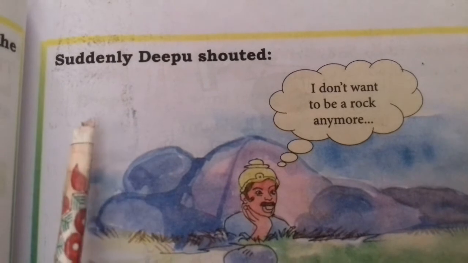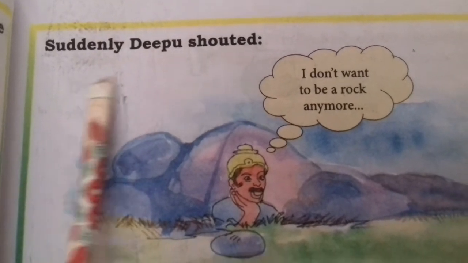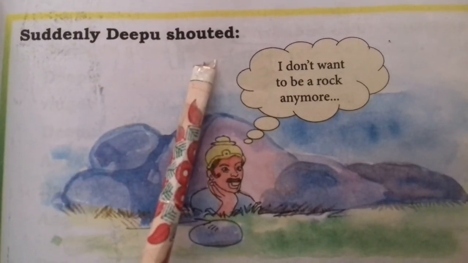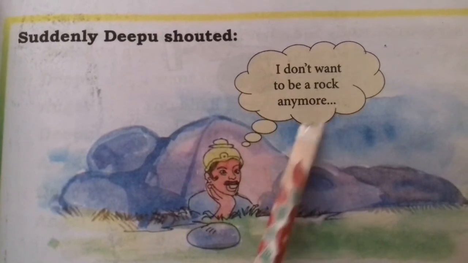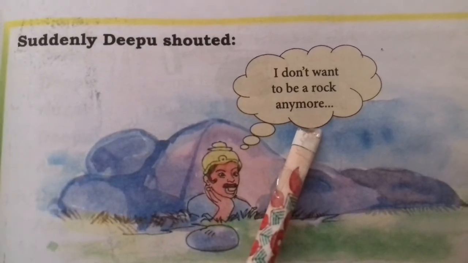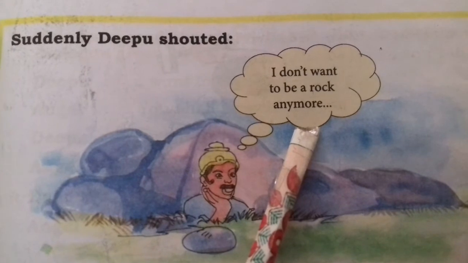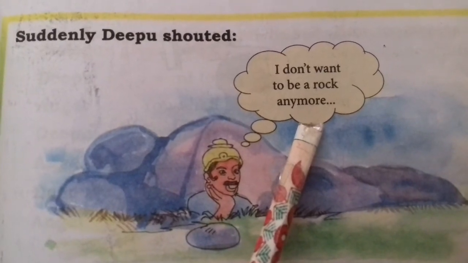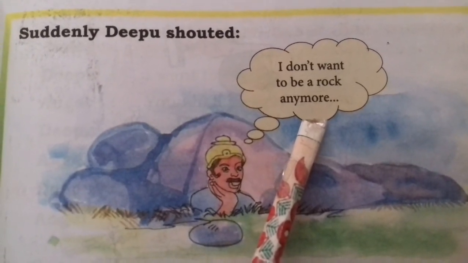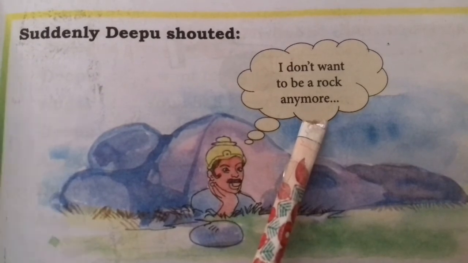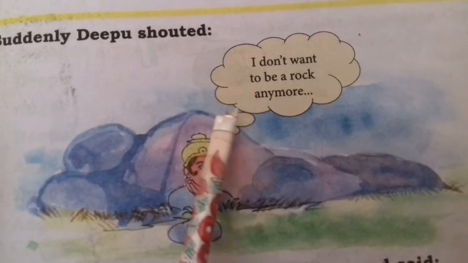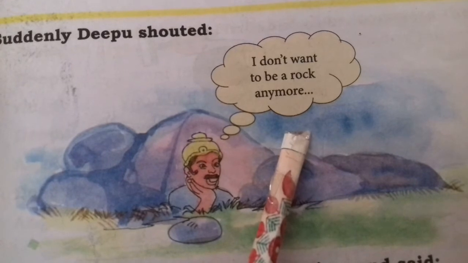Who was listening to this? Deepu. Suddenly Deepu shouted, I don't want to be a rock anymore. What did he say? Because this man was going to cut down the rock, to break the rock. And so he says, I don't want to be a rock anymore.